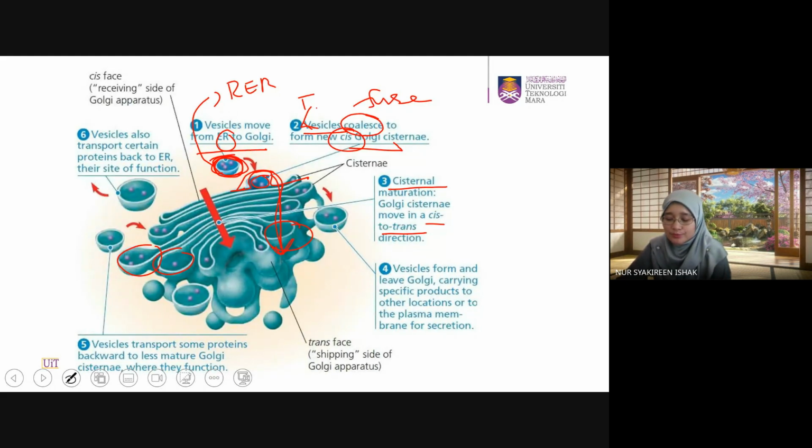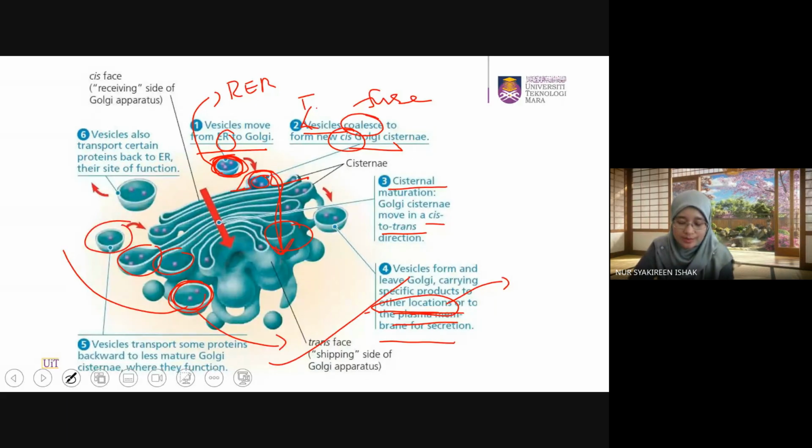And then vesicles form and leave the Golgi carrying specific products to other locations, or to the plasma membrane for secretion. Other locations means within the cell. So this vesicle will either go to the plasma membrane to fuse, or become a lysosome, or the vesicle can go up towards the cis region, fuse on the upper part of the Golgi and become part of the membrane of the Golgi apparatus, or it can even go to the rough ER, fuse with its membrane and become part of the membrane of the rough ER. So it depends on the function of that vesicle.